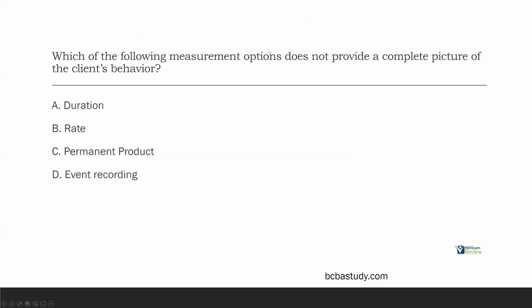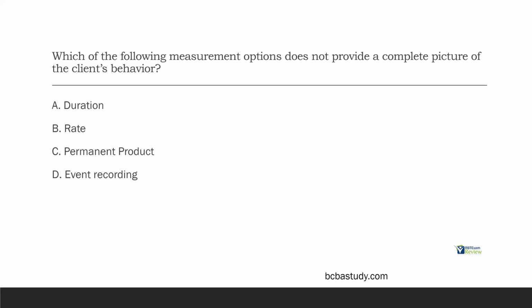Which of the following measurement options does not provide a complete picture of the client's behavior? So it's a "does not" question. You could rephrase it as 3 of these options provide a complete picture of the client's behavior. So 2 different ways to attack the "not" questions. We're looking for one that does not provide a complete picture of the client's behavior, meaning as close as we can get to what is actually occurring, right?